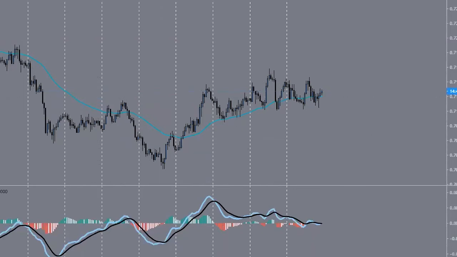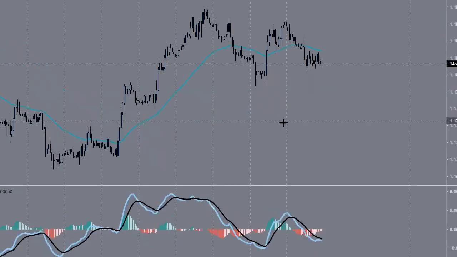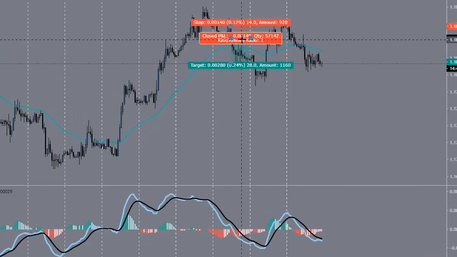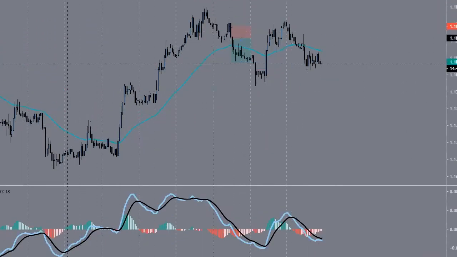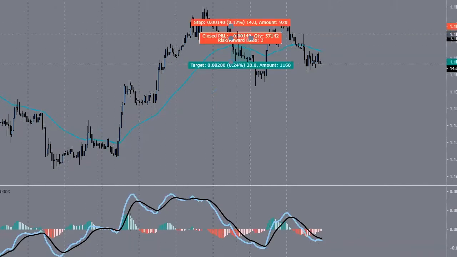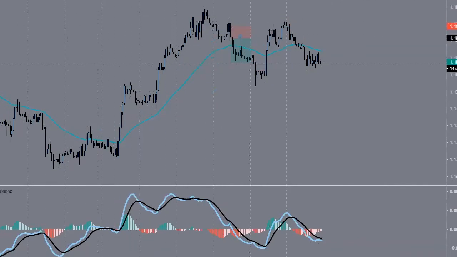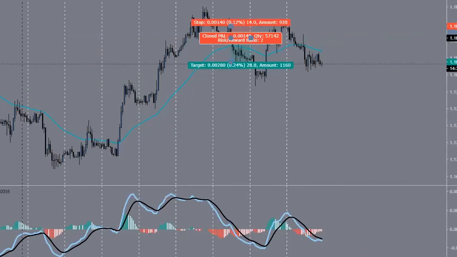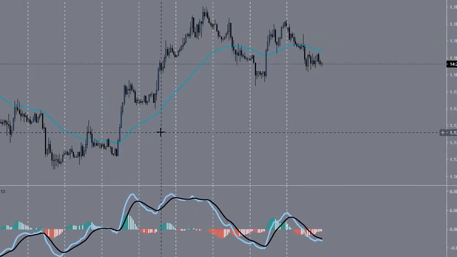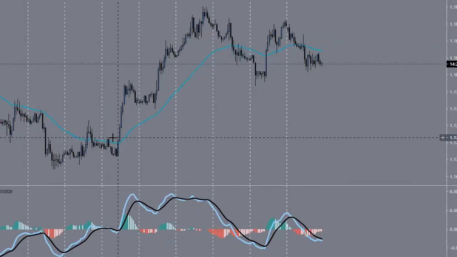Let's look at another, Euro USD. So, excuse me, let me get rid of that. I got to get rid of my crosshair. Sorry, guys.